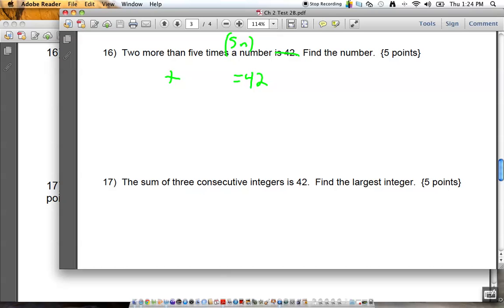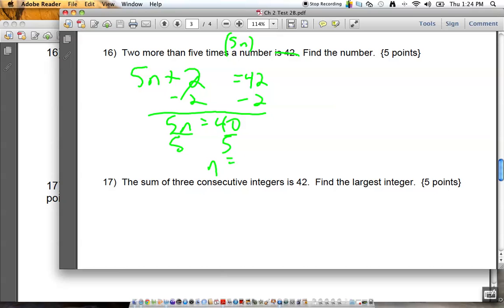What do you always have to remember about more than and less than? Go ahead. The first shall be last and the last shall be first. That's right. So it says 2 here, so that goes last. It says 5n here, so that goes first. And now I solve the equation. The actual solving should be pretty simple. Minus 2, 5n is 40, divide by 5, n is 8. And I should have crossed that out when I used it.